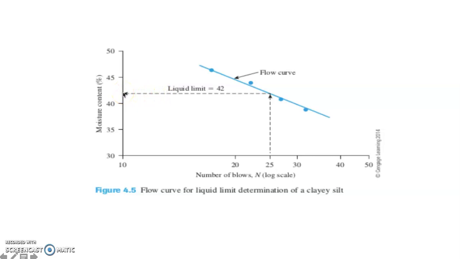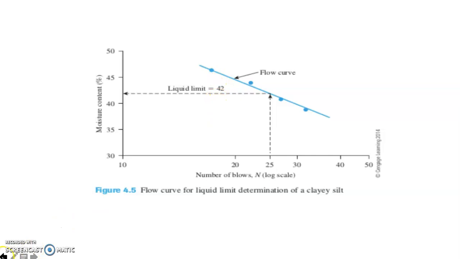Then after you have drawn that line, you approximately read the value of your moisture content. Approximately, for example, this is 42. So this 42 is the moisture content that you have read for N equal to 25. So that moisture content now represents our liquid limit. So meaning to say, for that particular trial, for that particular experiment, your liquid limit is 42. So you have now obtained the liquid limit.